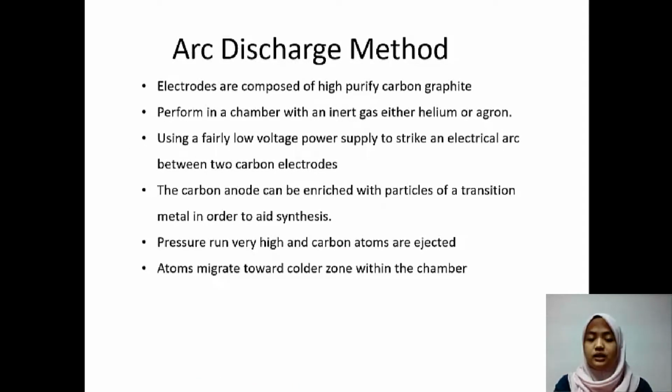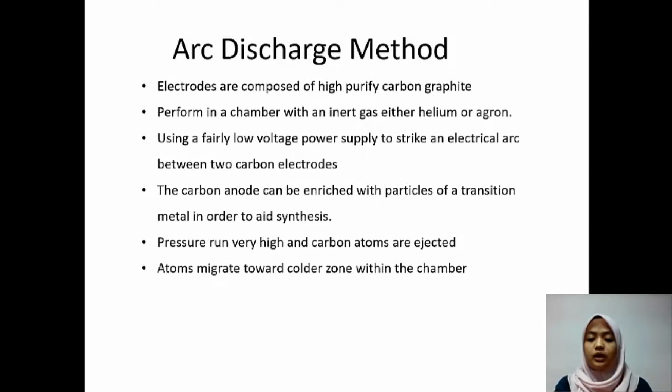Next, the arc discharge method. Electrodes are composed of high purity carbon graphite, and the process is performed in a chamber with an inert gas, either helium or argon, using a fairly low voltage power supply to strike an electrical arc between two carbon electrodes. The carbon electrode can be enriched with particles of transition metal in order to aid synthesis.